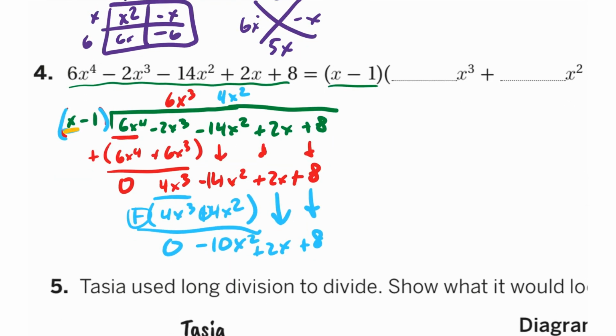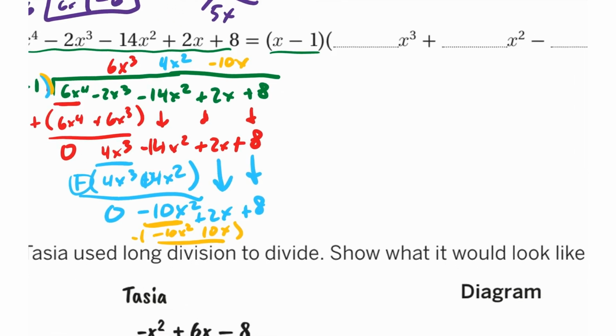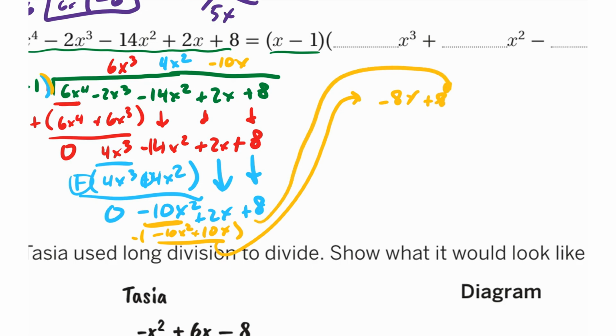Next is x times what is, oh man, I'm running out of room. I knew I was going to regret this. Okay, so x times what is negative 10x squared? Negative 10x. When I multiply these, I get negative 10x squared and positive 10x, and I subtract. I end up getting 0, and then 2x minus positive 10x would be negative 8x. So negative 8x, and then I'm bringing down this plus 8 here. Sorry if this is too messy for you.